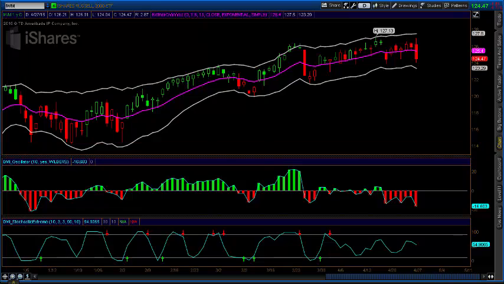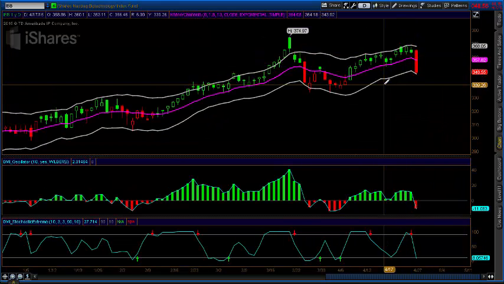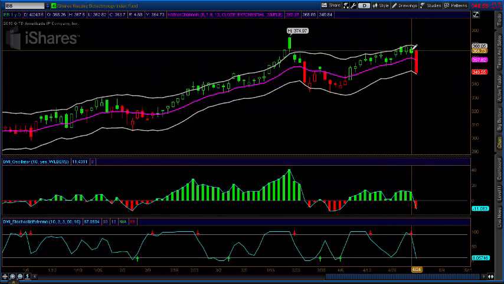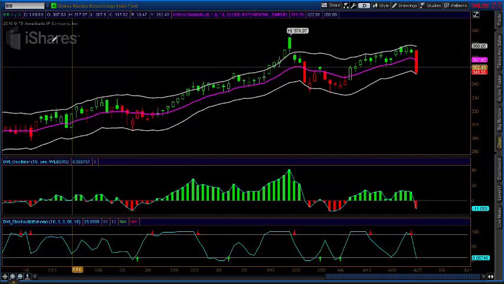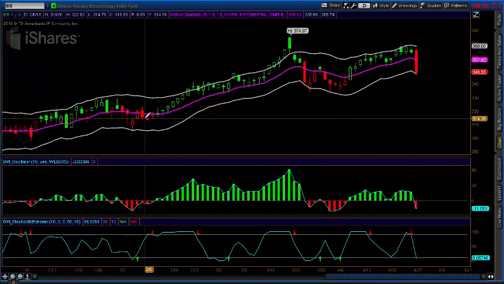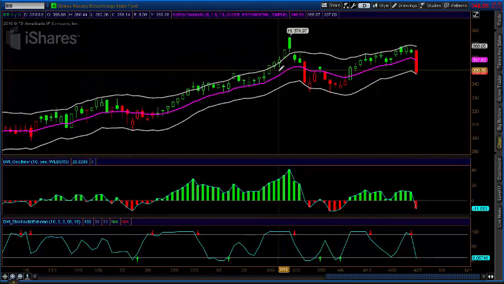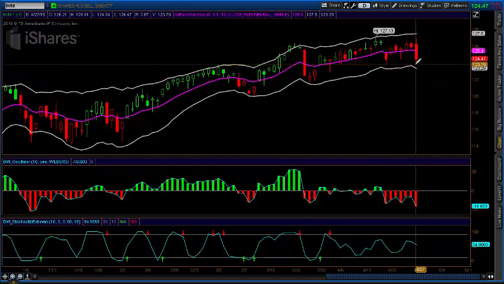The other thing we noticed was that the IBB had a huge red candle. This was on the back of some Biogen news that came out last week. The IBB, the biotech ETF, was actually one of the generals. And what I mean is this is one of the things that was leading the market higher. This and the Russell. And these two things are starting to not look pretty.